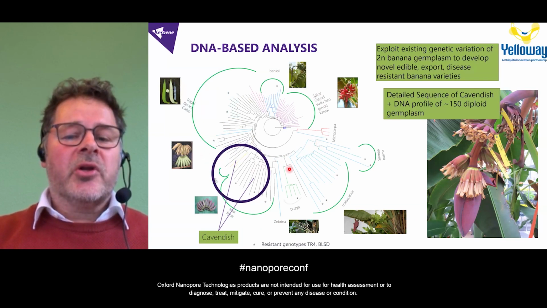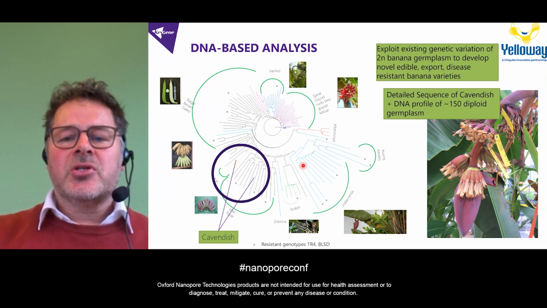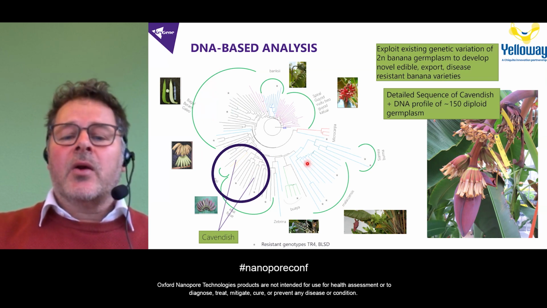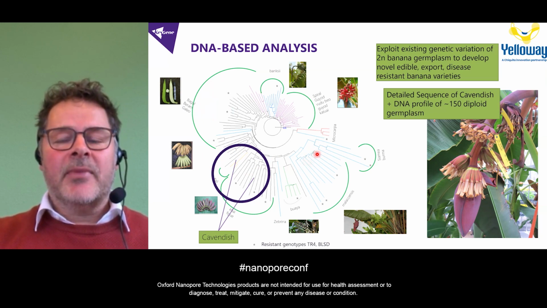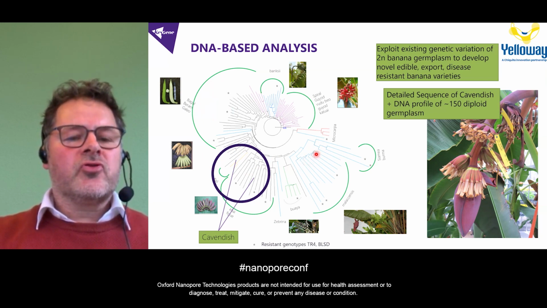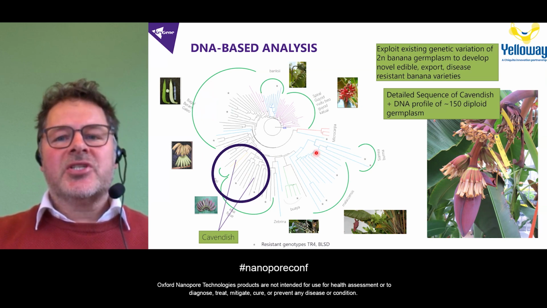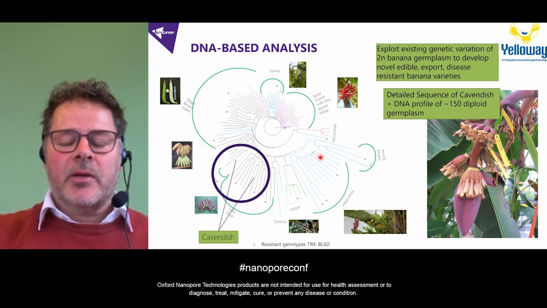We sequenced 150 mainly diploid accessions and also constructed a high-quality reference genome of Cavendish. By using admixture analysis, we could reconstruct the Cavendish genome and select lines for it in our breeding program.